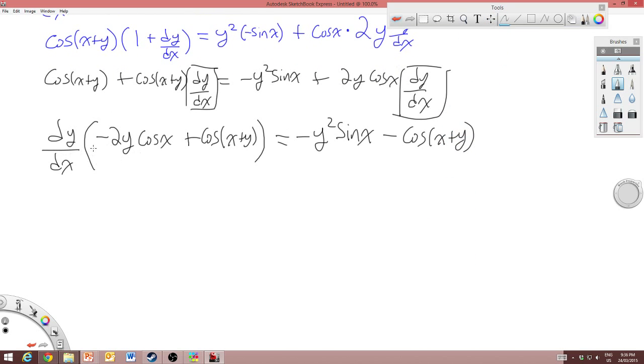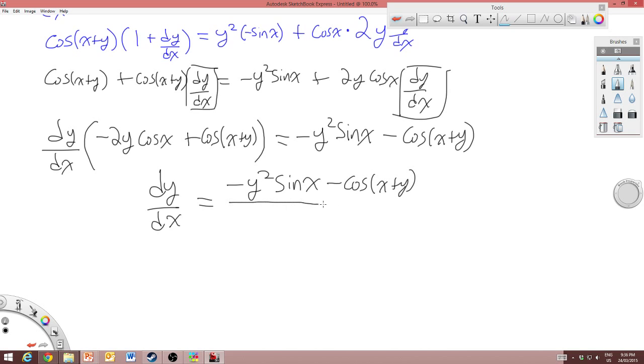After here, we'll just divide both sides by this monstrosity of an expression. So we get dy dx by itself. Oops, that's not an x. There we go. Dy dx is by itself. And now on the other side, we get what our derivative is equal to, which is negative y squared times sine x minus cosine of x plus y, all over negative 2y times cos x plus cosine of x plus y. Okay.